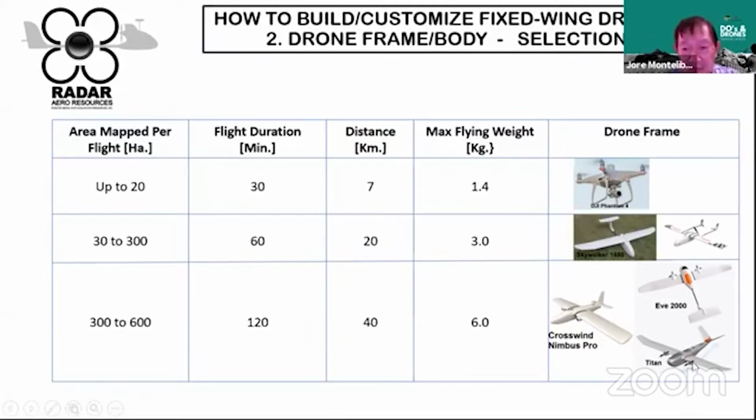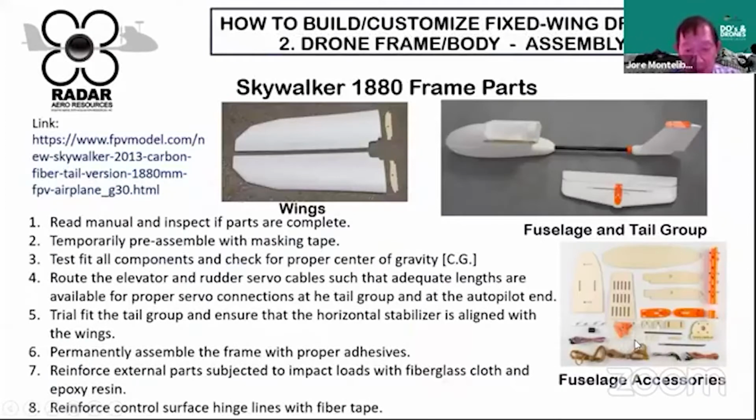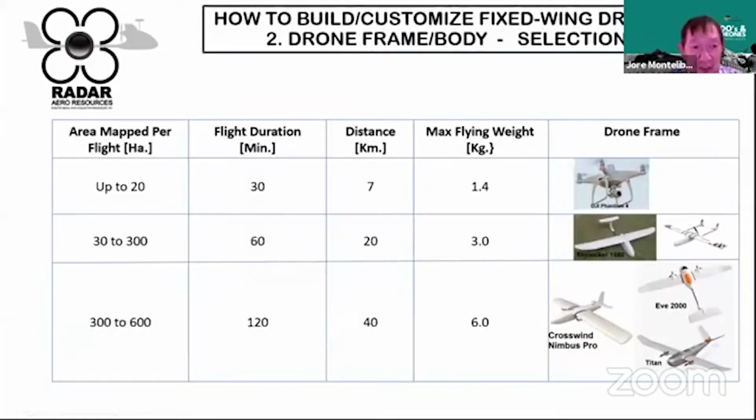For the newer type of fixed-wing drones with double motors and bigger batteries, they can cover from 300 to 600 hectares per flight, and a flight duration going up to 120 minutes or 2 hours. And with the new generation of telemetry equipment, they can go up to 40 kilometers. The flying weight is, well, a maximum usually of 6 kilograms, although, of course, there are larger drones than this.